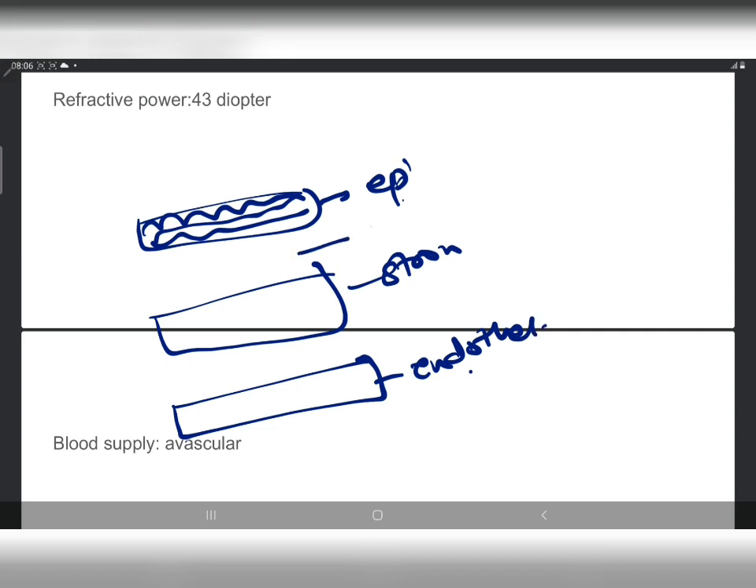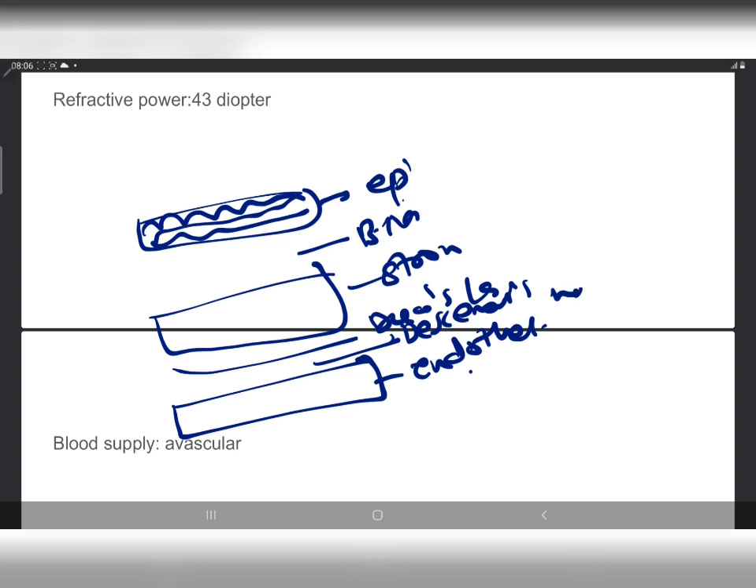Between the epithelium and the stroma there is Bowman's membrane, and between the stroma and the endothelium there are two layers. The first is Dua's layer, and the last layer is the Descemet membrane, which is resistant to pathology. These are the things we have to know about.